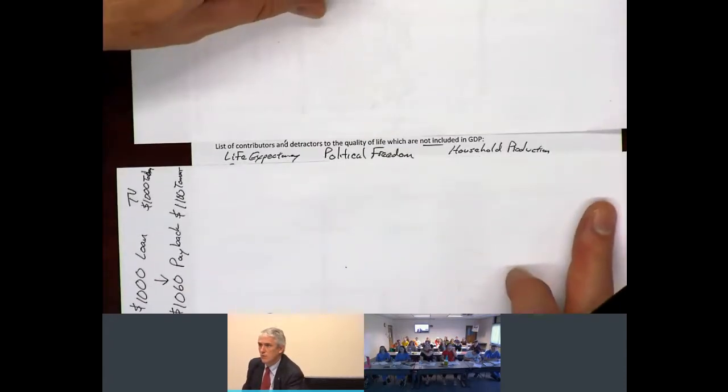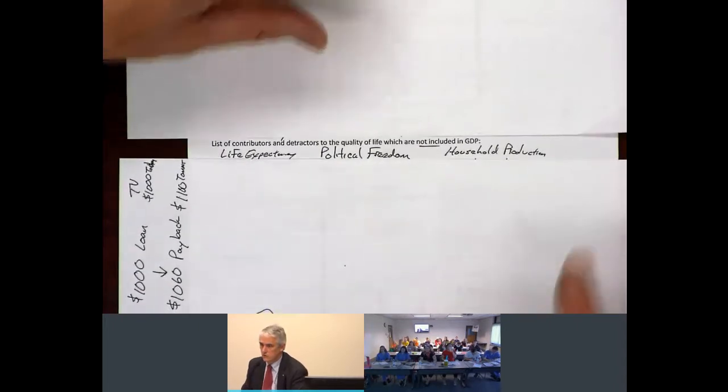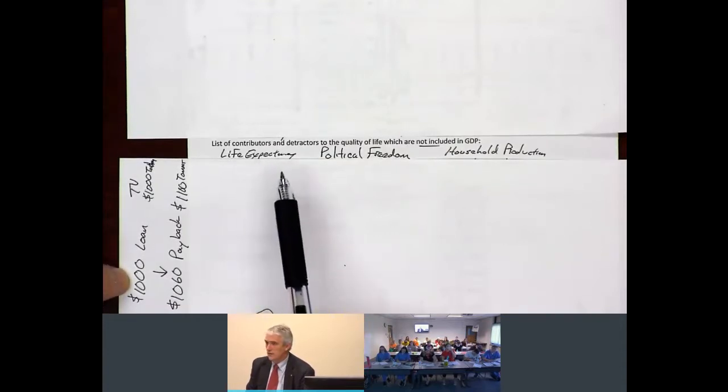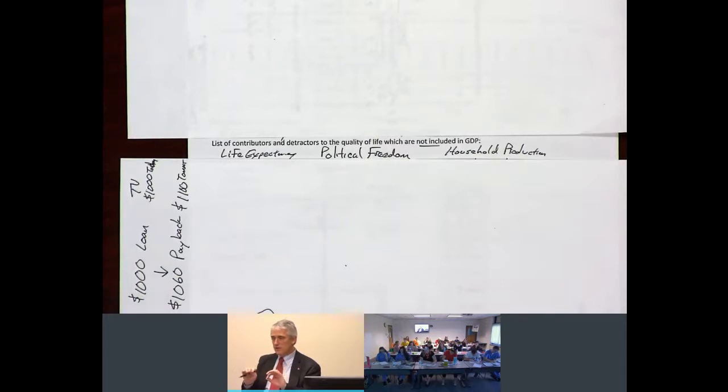One of the things that most of us would consider part of our quality of life is our life expectancy. In a country where the life expectancy is long, people are happier there. And yet, their life expectancy is not reflected in the GDP. So if you had two countries, one with a high per capita GDP and one with a low per capita GDP, if that was the only thing you were looking at, you would say the country with the high per capita GDP is a better place to live.